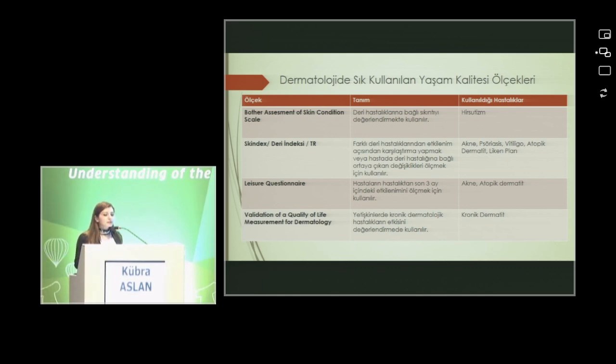You can do the comparison between different dermatological problems, or you can calculate the psychiatric problems because of the dermatological problems. Lesion questionnaire doesn't have a Turkish version, but you can see how the patients are affected in the last 3 months. It was used for acne and atopic dermatitis. This scale doesn't have a Turkish version, but it is used for chronic dermatological disease. It is used for chronic dermatitis.